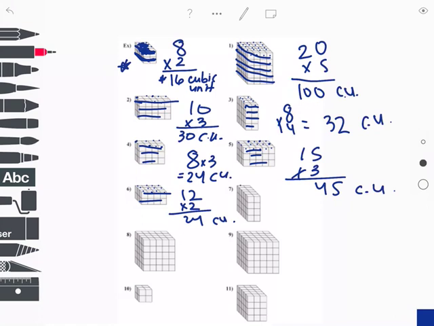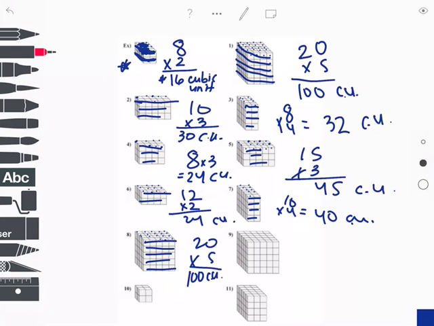This one has 1, 2, 3, 4, 5, 6, 7, 8, 9, 10. And 1, 2, 3, 4 rows. 40 cubic units. Here we have 1 through 20 again. And we have 1, 2, 3, 4, 5. So this one is 100 cubic units.